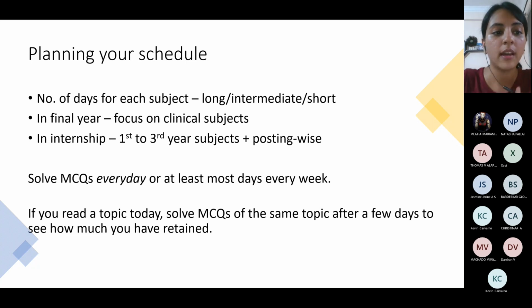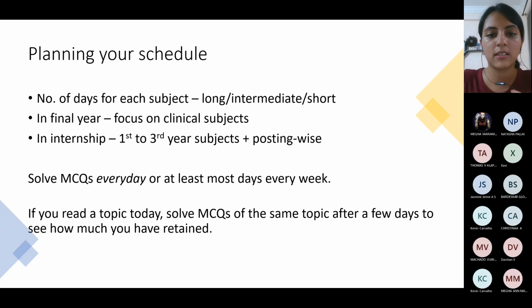Another thing is you need to solve MCQs every day or at least most days a week. Don't think that first you'll read your notes, first you'll watch your videos, then you'll read your notes, and then you'll get to MCQs, because then it just becomes too much at the end. If you start solving MCQs from the beginning, then you get a habit and an idea of how to solve them. And if you've read something today, don't solve the MCQs today because it'll obviously be fresh in your mind. Try to solve it a few days afterwards. And if you get a lot of things wrong, you might have to revise that topic again.